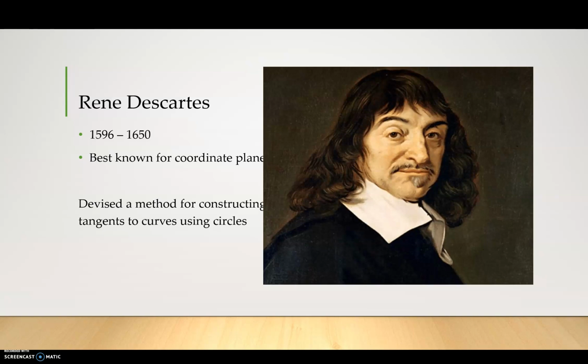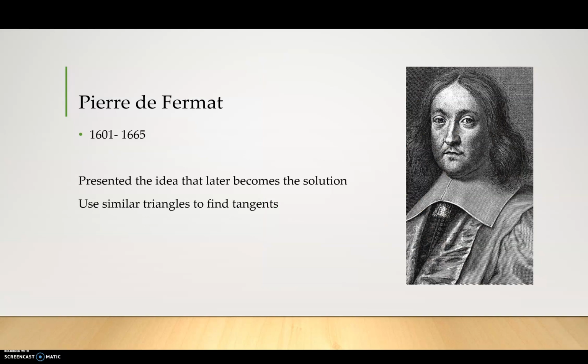But Rene Descartes did spend a lot of time talking about tangent lines, and he thought it was probably one of the most interesting problems that could be done in geometry, not just one that he was working on, but just in general. That leads us into the next person, who also lived in the early 1600s, which is Pierre de Fermat.